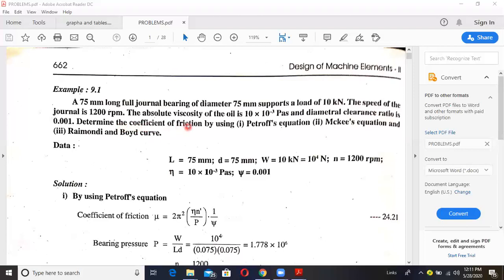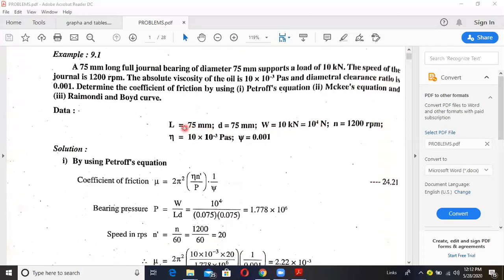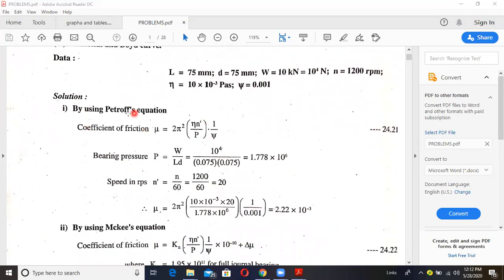We have to calculate the coefficient of friction, mu, by using three conditions: based on Petrov's equation, McKee's equation, and the Raymond and Boyd curve. These are the data they have given: length of the bearing, diameter, load acting on the bearing, speed at which the journal is rotating, viscosity of the oil, and diametrical clearance ratio, that is C divided by D, directly given.